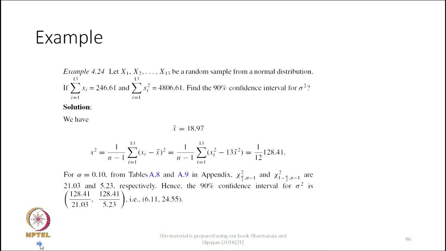So, you can find the sample mean, you can find the sample variance, then you can identify the points where your right tail and left tail probability together are going to be 0.1, because it is 90%. Therefore, on one side you should have 0.05 and on the other side you should have 0.05. So, you identify the point, then you get the interval. This is the confidence interval for sigma square using the theory which we have just now discussed.